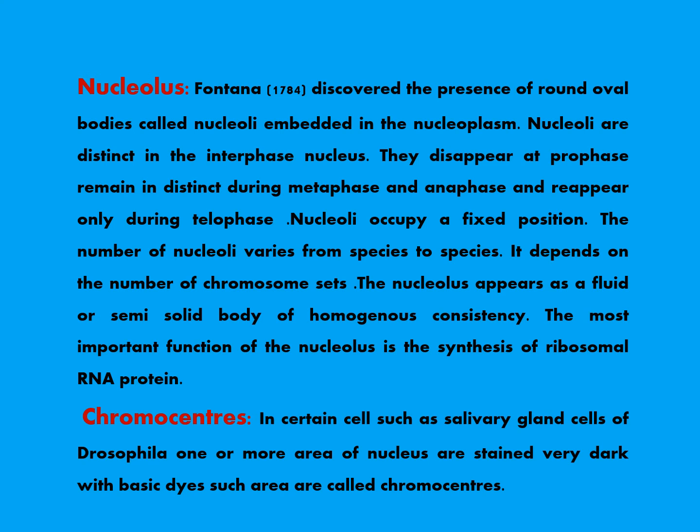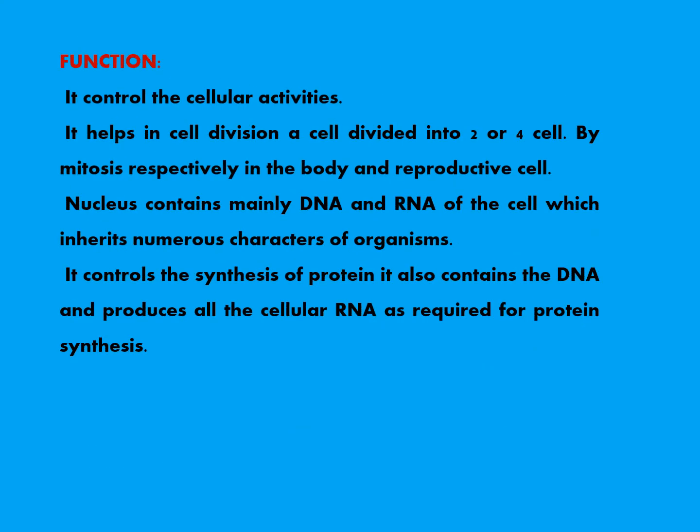Next is the chromocenter. In certain cells such as the salivary glands of Drosophila, one or more areas of the nucleus are stained very dark with basic dye. Such areas are called chromocenters.